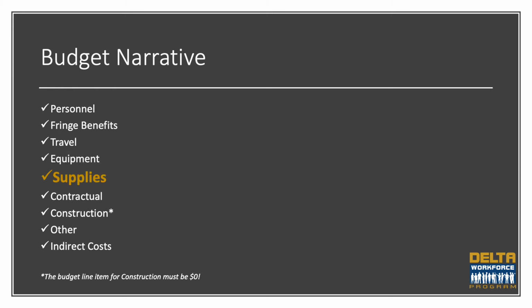For supplies, identify categories of supplies, for example, office supplies, in the detailed budget and list the item, quantity, and the unit cost per item. Supplies include all tangible personal property other than equipment.